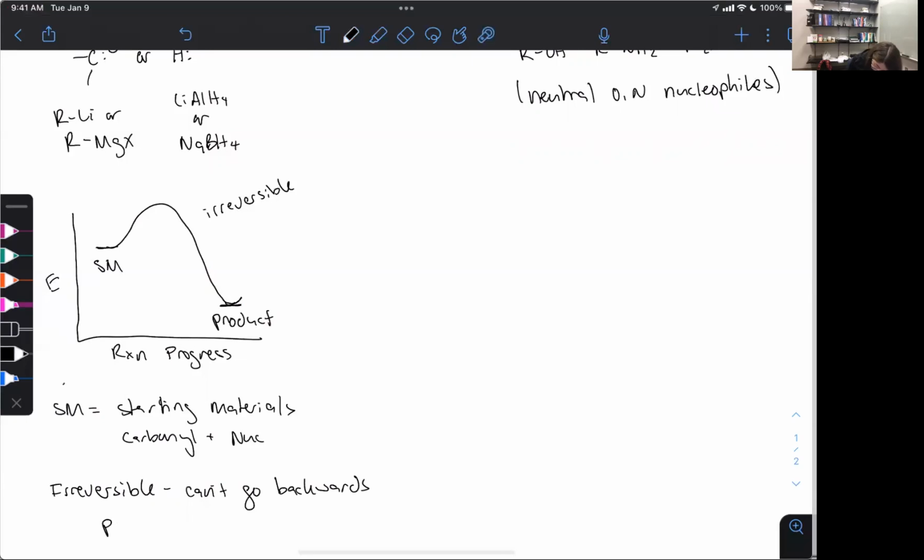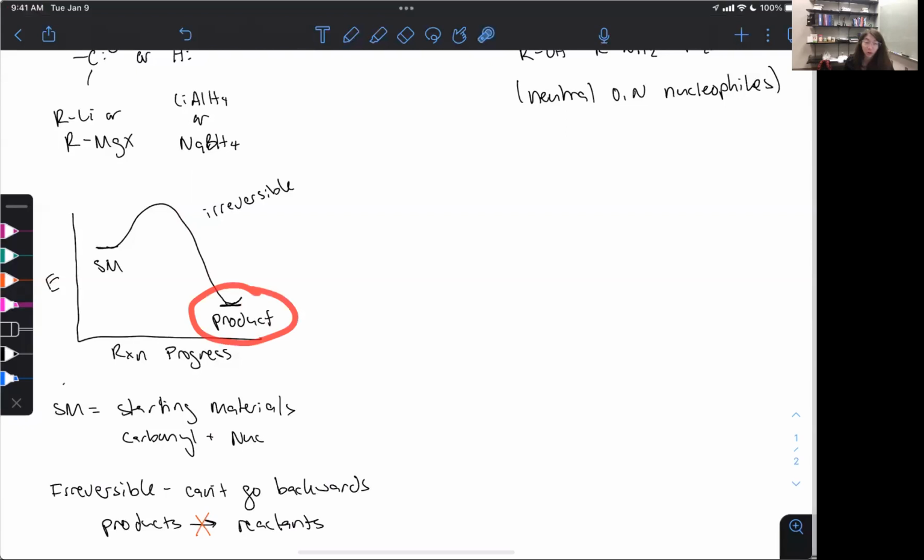Okay, so products do not go to reactants. We get a big old X there. Once we hit products, we cannot reform that carbonyl again if we're trying to kick off a C- or an H-, right? And this is very different than like an ester addition or something like that, where you're kicking off an oxygen leaving group or a chloride leaving group.